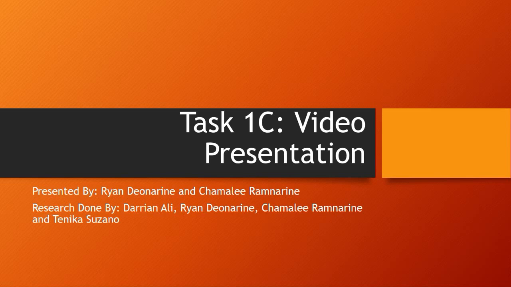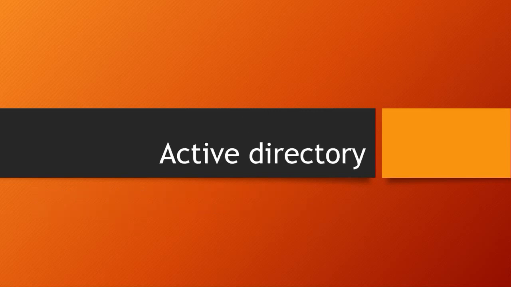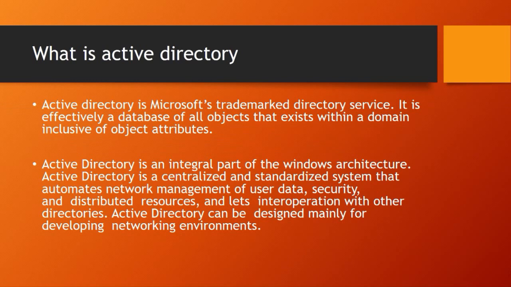and Tanika Susano. So the first part of this presentation is about Active Directory. Active Directory is Microsoft's trademark directory service. It is effectively a database of all objects that exist within a domain, inclusive of object attributes. Objects are effectively the users, computers, networking devices, and printers that exist on a network, and attributes are simply the details of those devices.